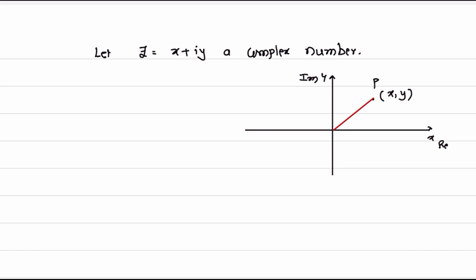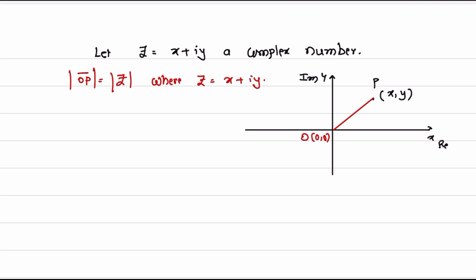I might have explained this many times, but this is very, very important. For that only I am repeating it. And OP bar is equal to Z bar, where Z is equal to the complex number x plus iy. OP bar is the vector, the magnitude of the vector OP bar.